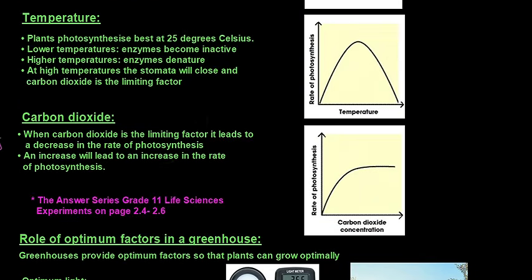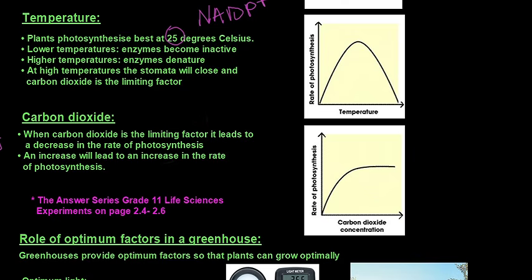Looking at the next factor, it is temperature. Plants photosynthesize best at 25 degrees Celsius. That is the optimum temperature that they have. Anything lower than that will affect the enzymes. They become inactive, and one of the enzymes we know has to function during this process is NADP. So that will become inactive.